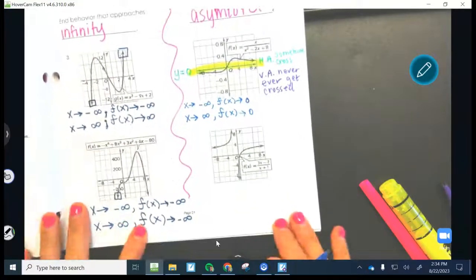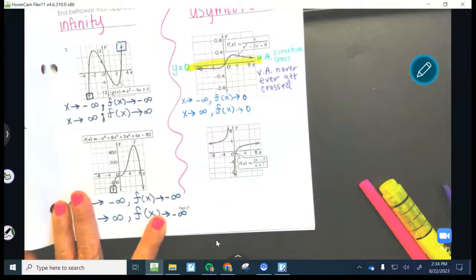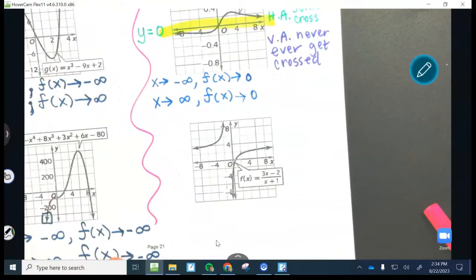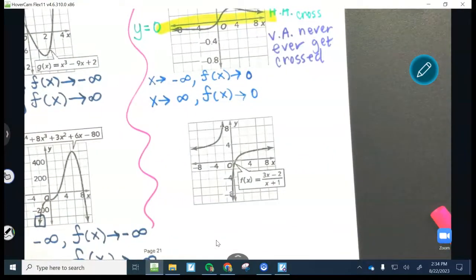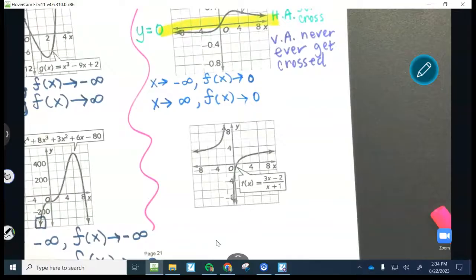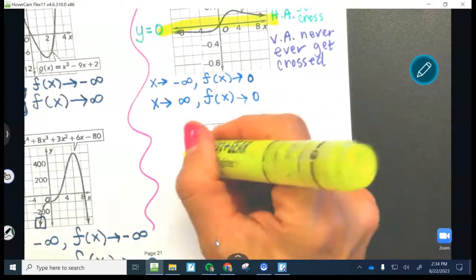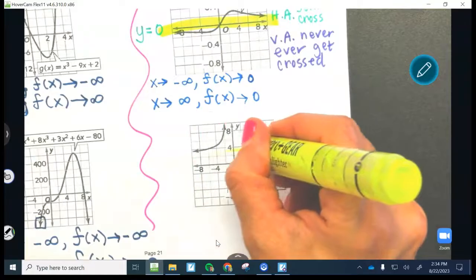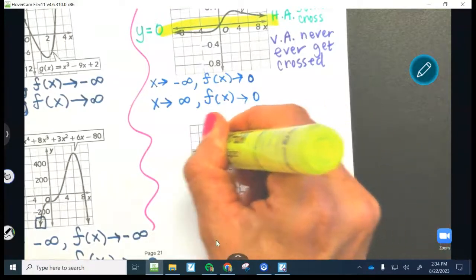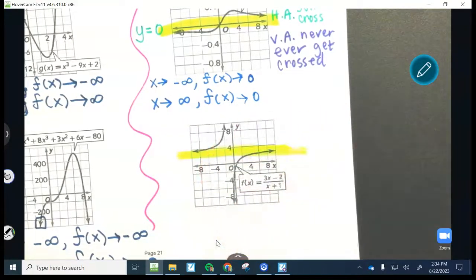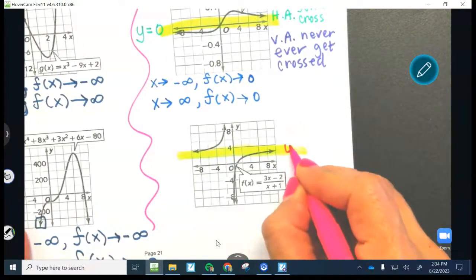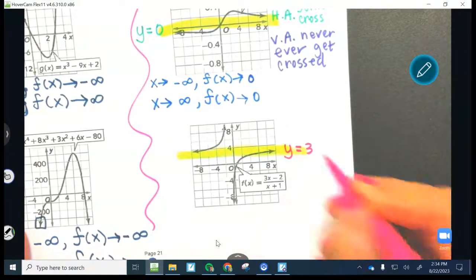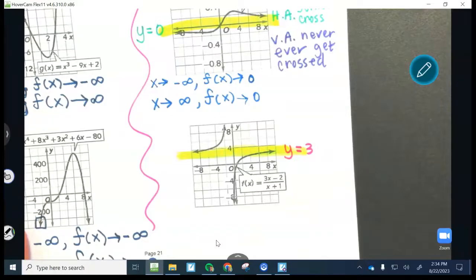Okay. Let's look at this one. I'm going to zoom in a little. All right, look, guys. You actually have two. You do have a horizontal asymptote. Your horizontal asymptote is right here. And I'm going to tell you the equation of that line. That's y equals 3. It's right in between 4 and 2.